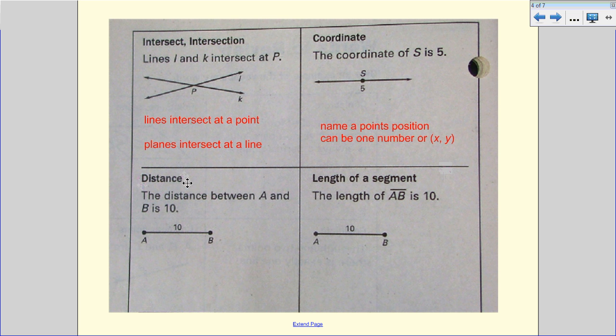Distance and length of segments, our next two go together. The distance between A and B is 10, and then the length of AB is 10. Often, once we start talking about length, we have to refer to a segment. But when we talk about distance, we're talking about the space between 2 points. Length and distance are the same thing. They are equal as long as we're referring to the same 2 points on the same segment.